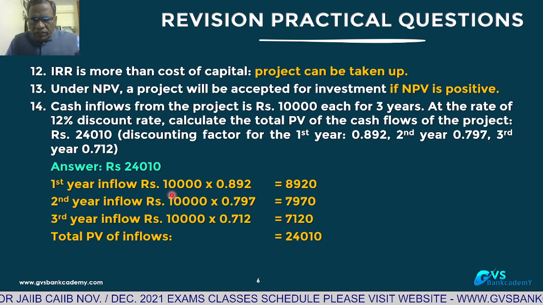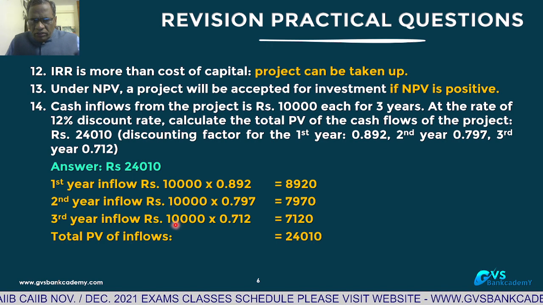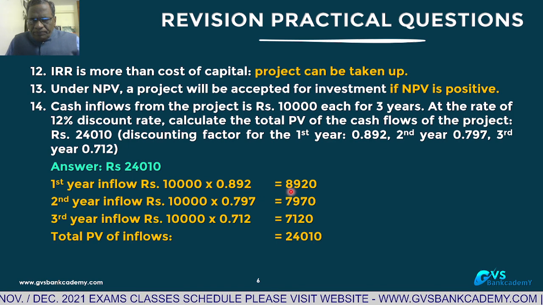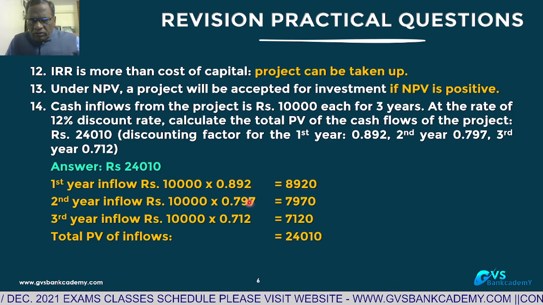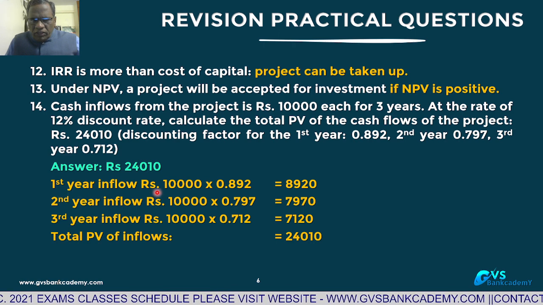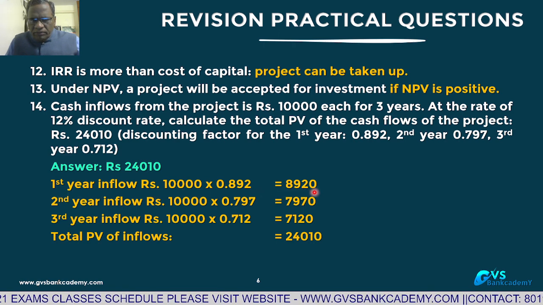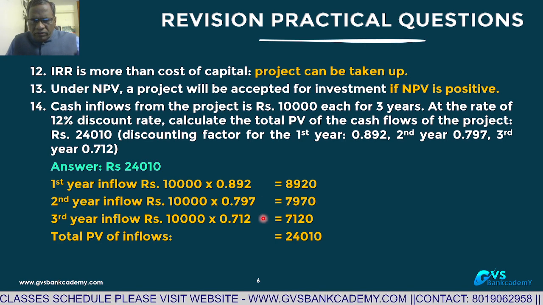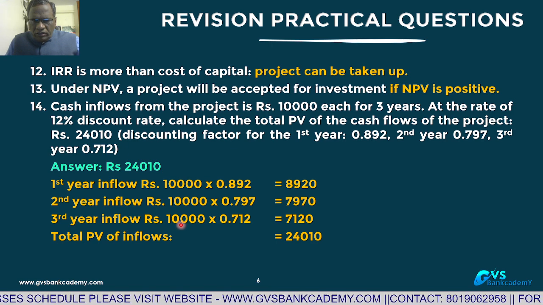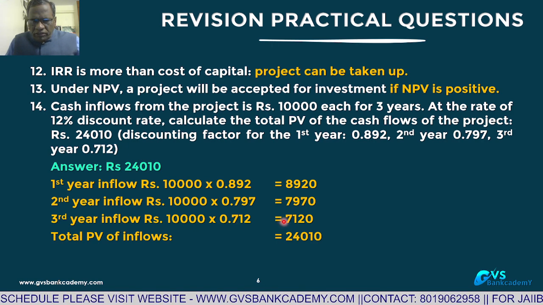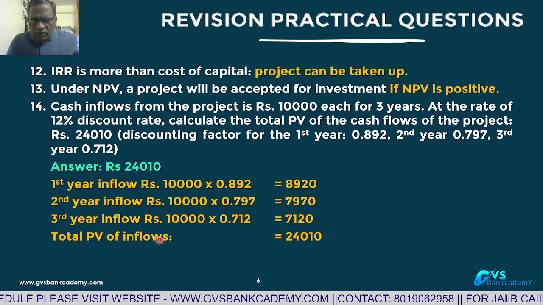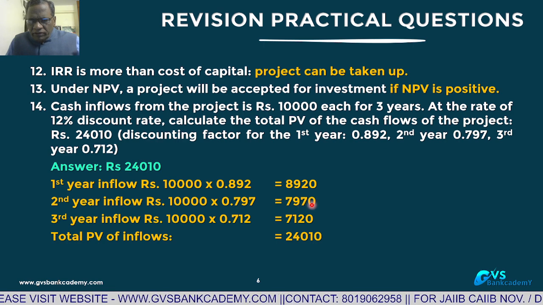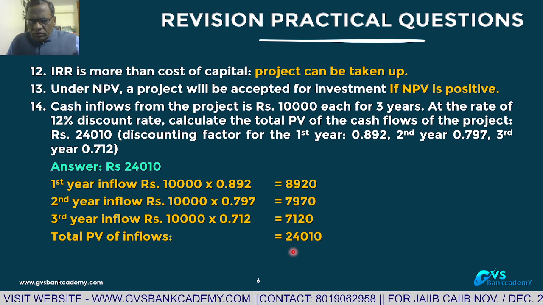Now the inflow for the first year is 10,000, second year also 10,000, third year also 10,000. 10,000 into 0.892, present value 8,920. We get 10,000 at the end of the first year; what is the present value today? 8,920. At the end of the second year we get 10,000; present value today is 7,970. At the end of the third year 10,000; present value is 7,120. Total present value of inflows is 8,920 plus 7,970 plus 7,120.